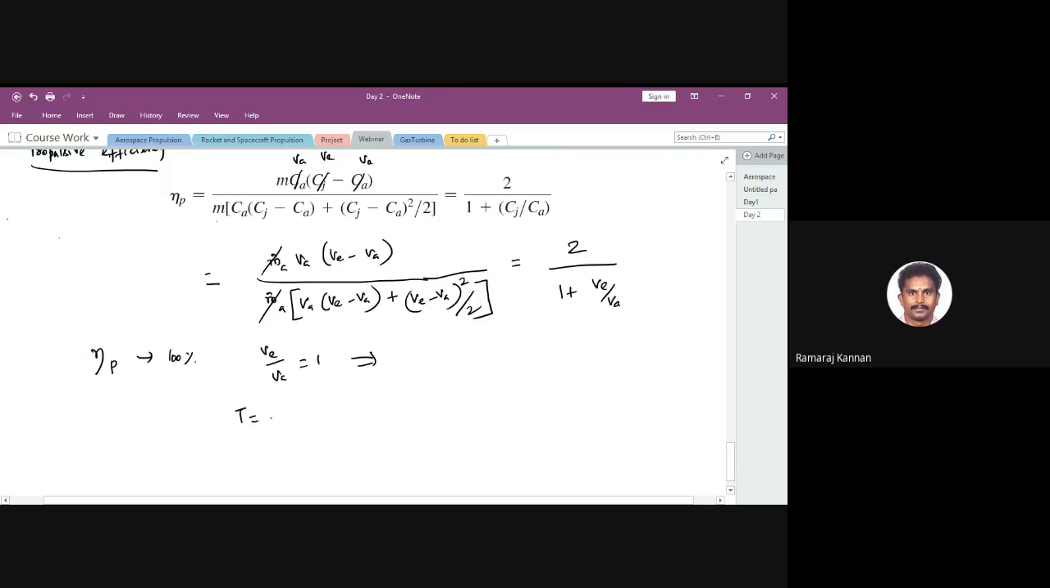If you look at your thrust relation, for a simplified case, m dot a into your PE minus PA. Let us have an unchoked nozzle. So what will happen? Your thrust is going to tend to 0. So practically, it's not possible to have your propulsion efficiency at 100% in the case of a gas turbine engine.